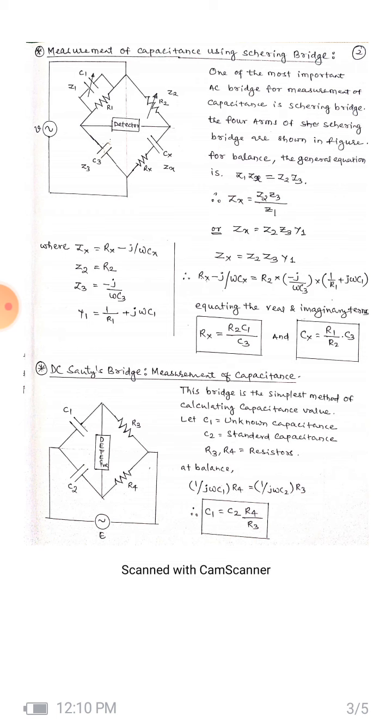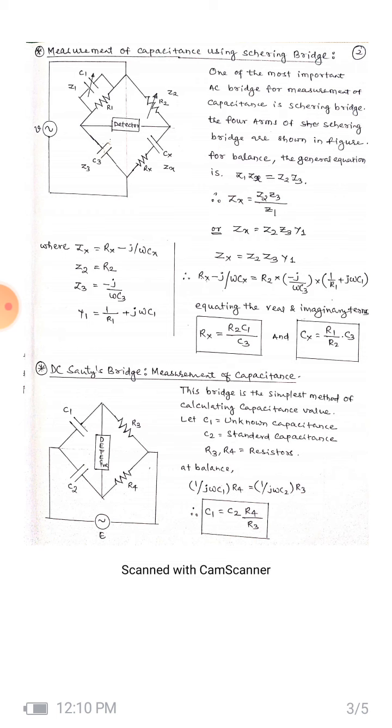Next is De Sauty's bridge. It is used for the measurement of capacitance. This bridge is the simplest method of calculating the capacitance value. There are 4 arms here: C1, which is the unknown capacitance, C2, the standard capacitance, and R3 and R4, which are the resistances.